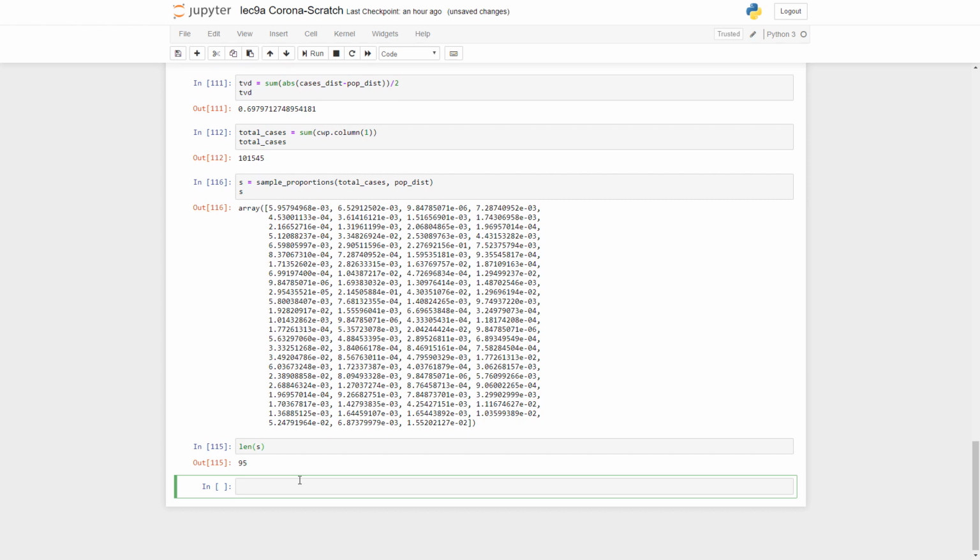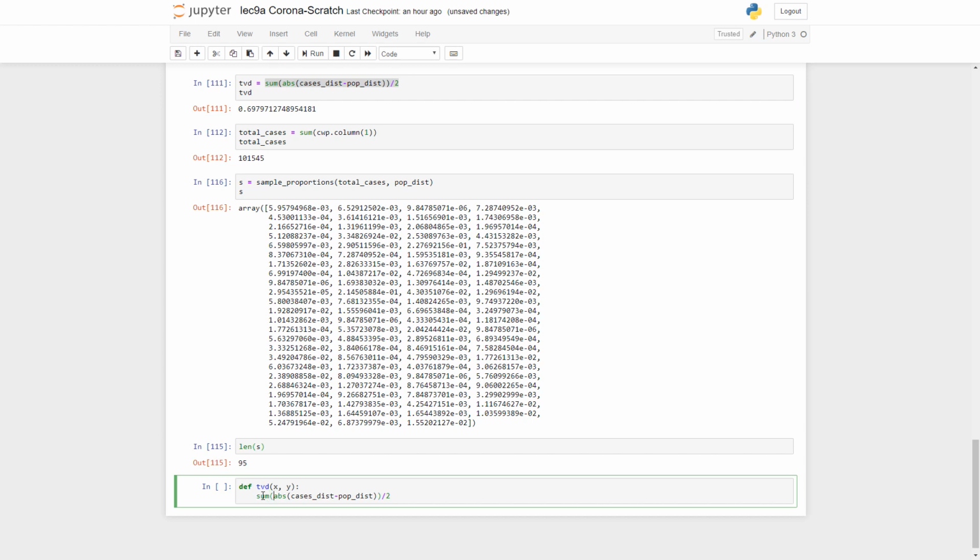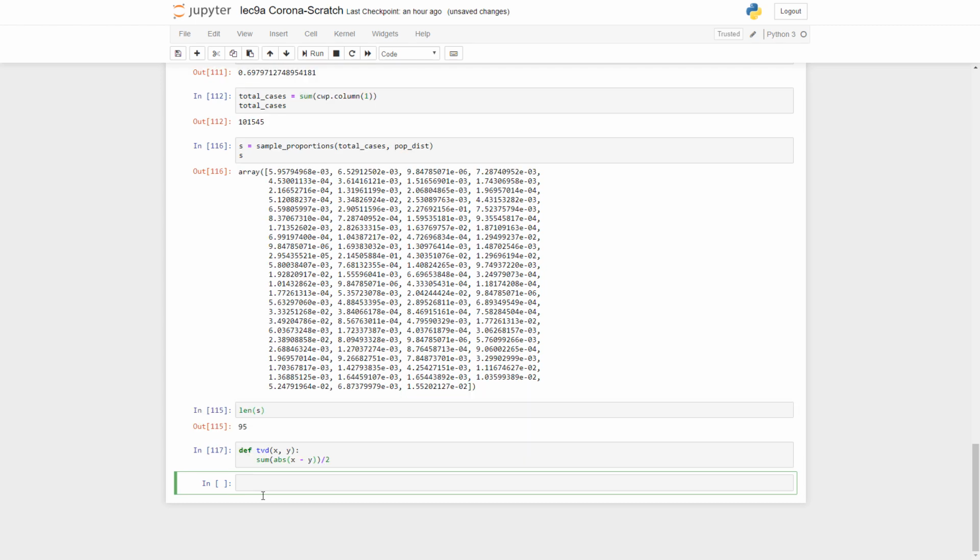Now we can define a function. So let's define first the total variation difference function, and then we will define a function that, given a sample, will give us a value of the statistic out of the sample. So the total variation difference computes the difference between two probability distributions, let's say X and Y. So it's the sum of absolute X minus Y, of course over 2. So that's the total variation difference.